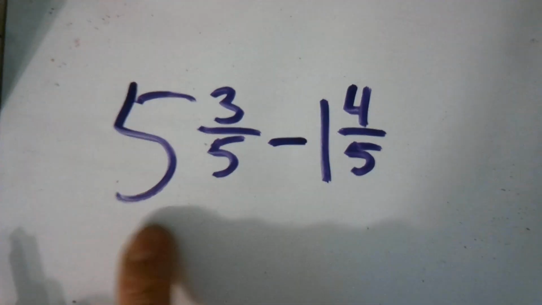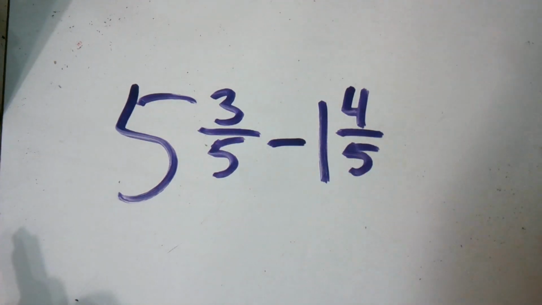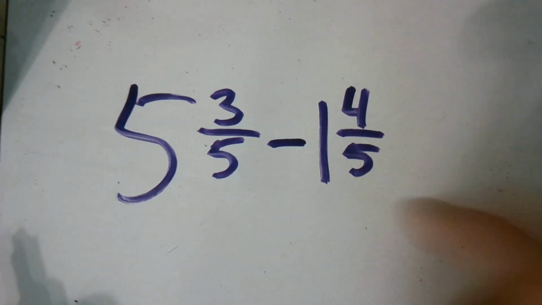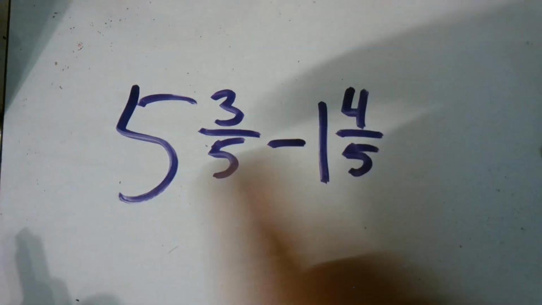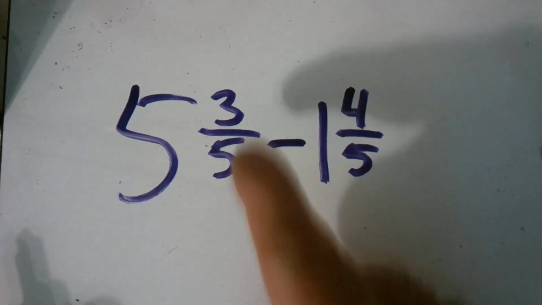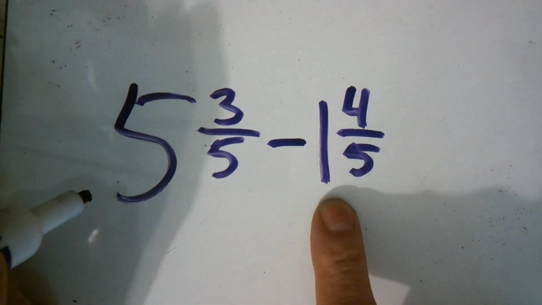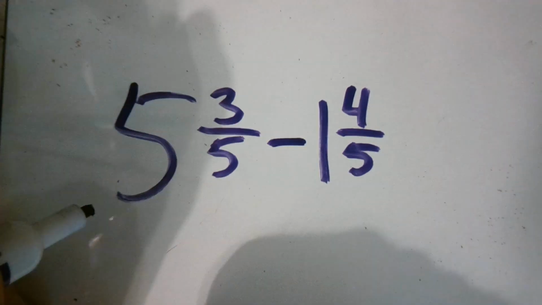Okay. 5 minus 1 is 4. That's not the problem. The problem is up here. 3 minus 4. Well, don't make the mistake, students, of going 4 minus 3. It's not written that way. I'm going to say whole numbers. I can do it, but I have to borrow. I have to regroup my number.